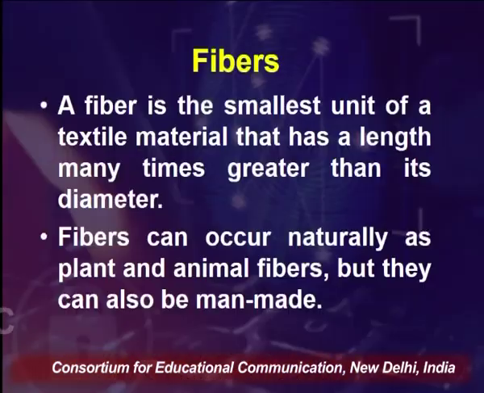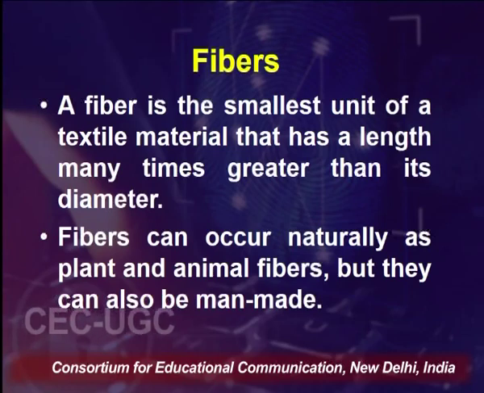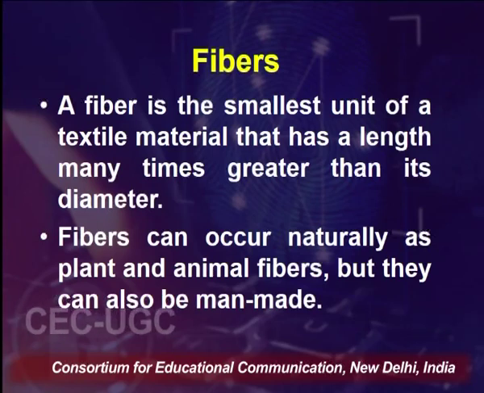Fiber is the smallest unit of a textile material that has a length many times greater than its diameter. That means it is elongated and its diameter is very much less compared to its length. Fibers can occur naturally as well as be man-made. The natural fibers come from plants, animals or certain minerals. But when man synthesizes certain fibers, they are called synthetic fibers or man-made fibers.